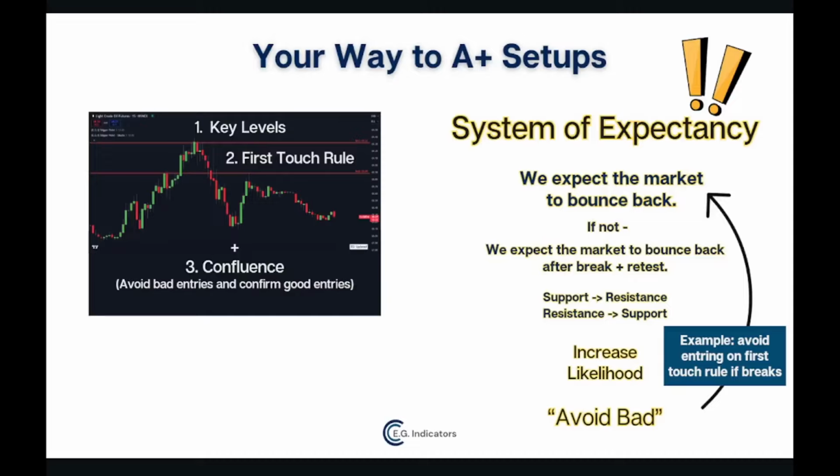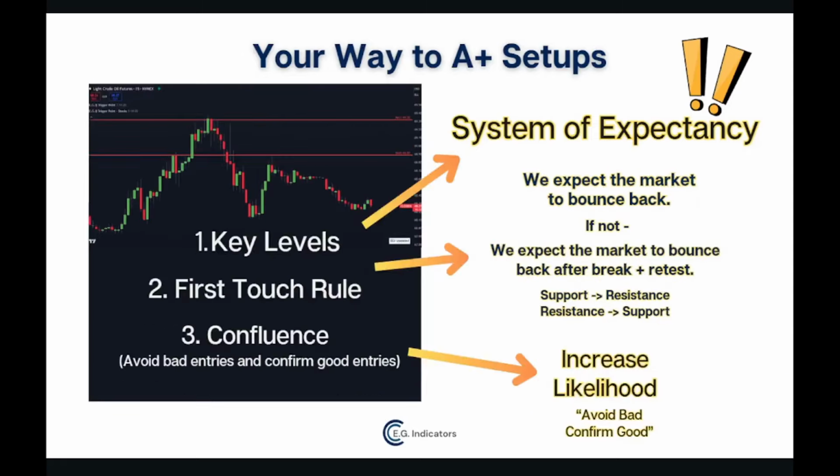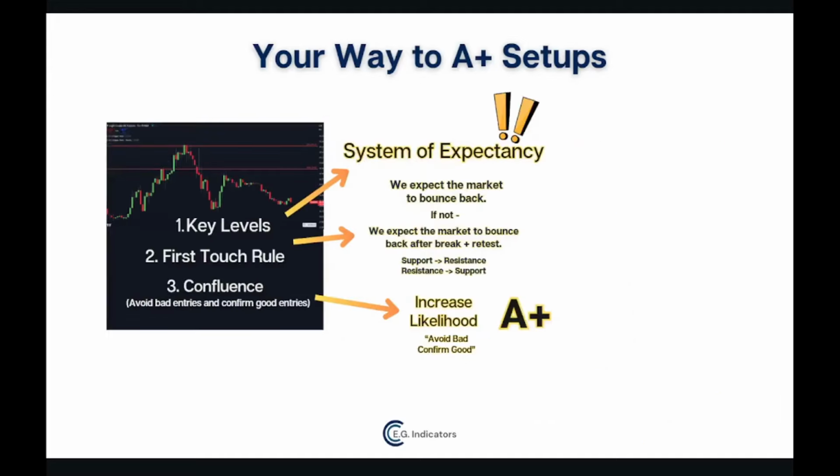Like, avoid entering on the first touch rule if the market is going to break, this is what we want, or confirm a level break to take the opposite side. It's also the confirmation we are looking for. Guys, mastering key levels is all you need to be more successful in your trading and consistent. An A+ setup is about increasing the likelihood.